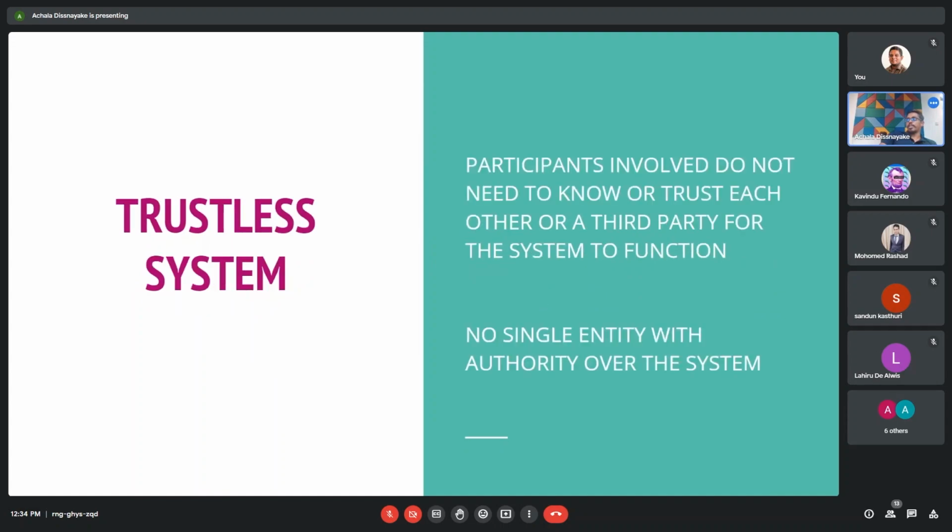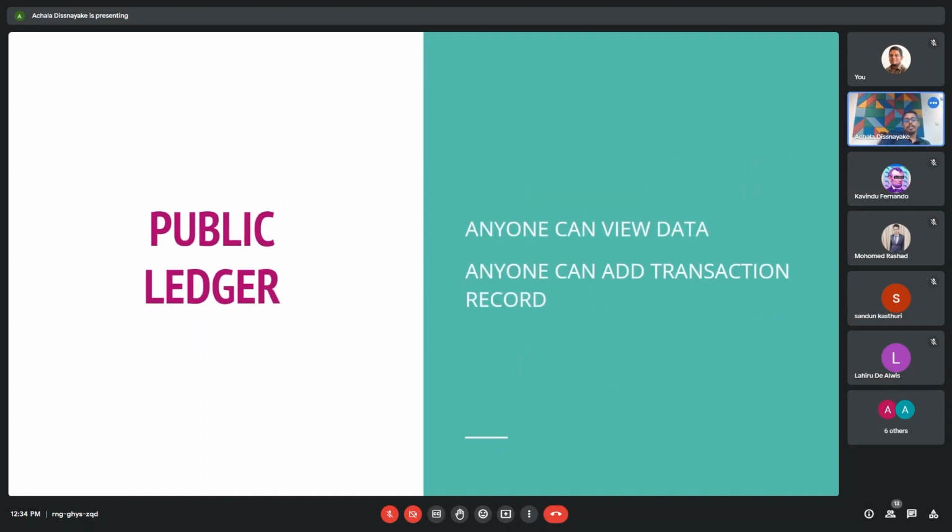Then we hear the concept of a public ledger. What it basically means is that anyone can view data, and anyone can add data. Data as in transaction records.